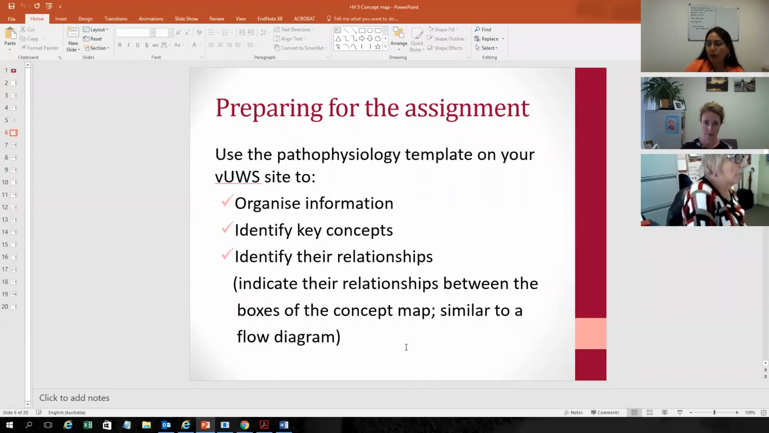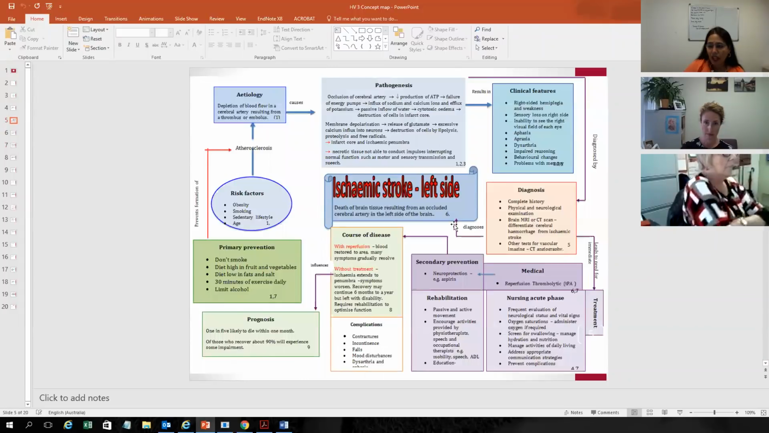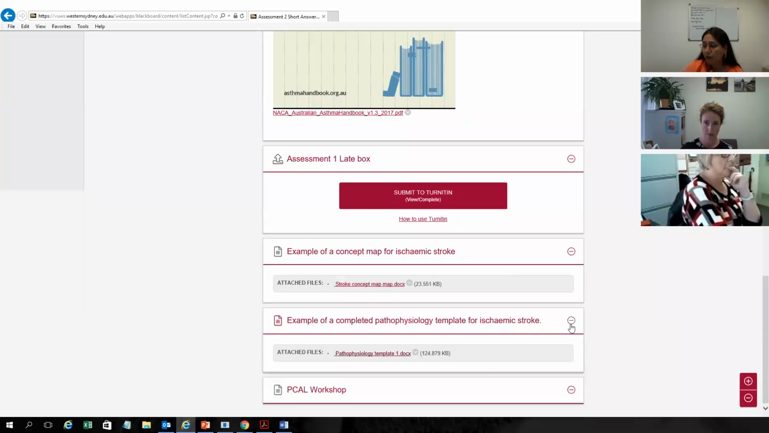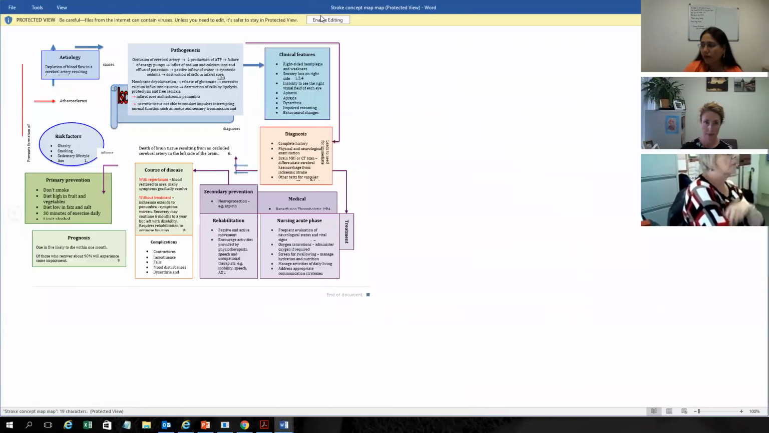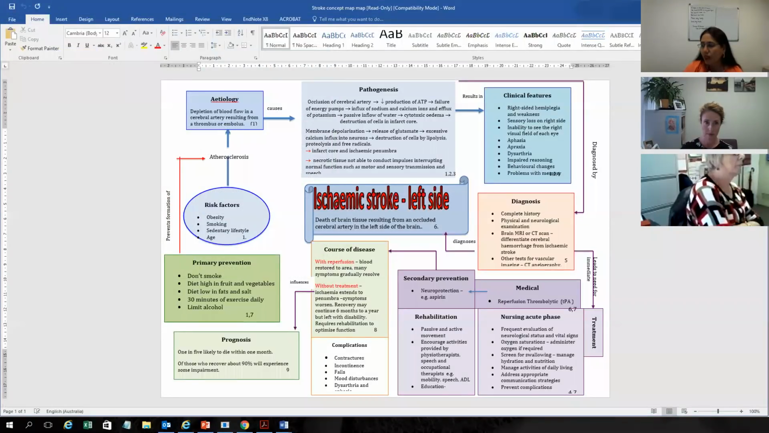How does your concept map look? It's here, and it's also on your view site. So, Lauren, are you able to look at the view site now? Yes, yeah. So if you go to your view site and click on Stroke Concept Map, okay, this is a sample concept map.